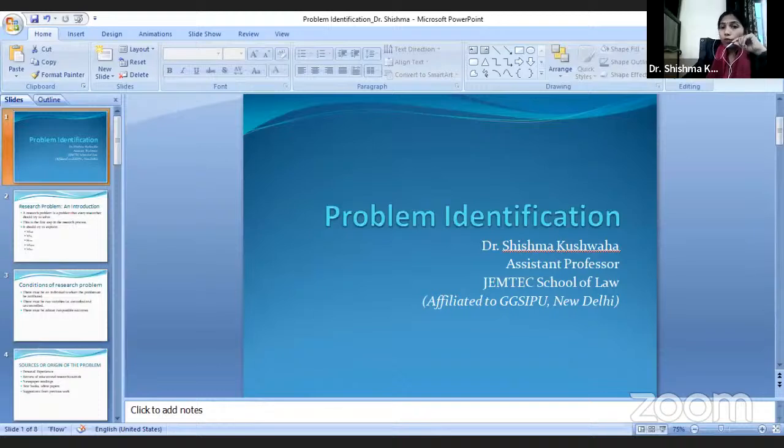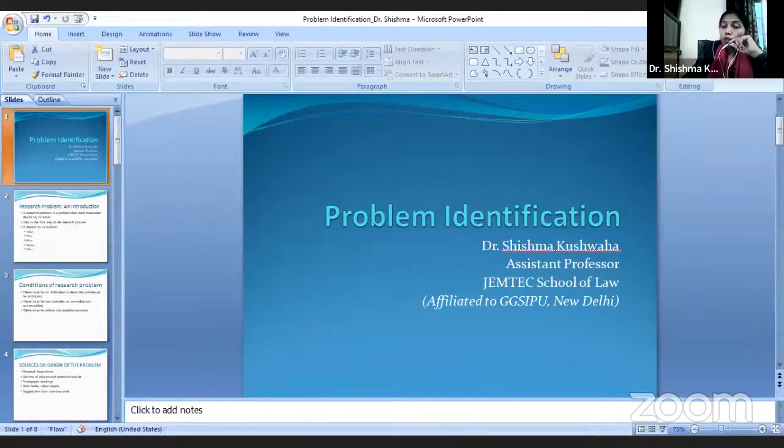Then the various points which we should remember when we identify the research problem: it is very important that we always avoid an over-researched topic. For any topic on which a lot of research has been done, it will not be easy to identify a research problem. Definitely we will have a lot of data and backup, but we will not be able to identify any new research problem on that, right?